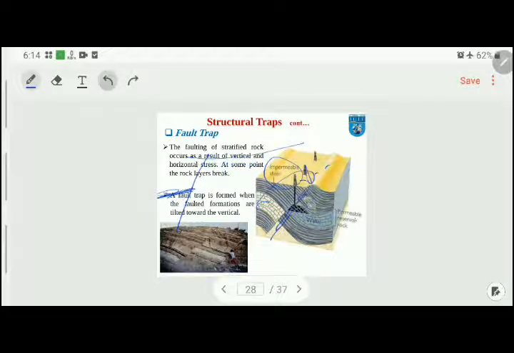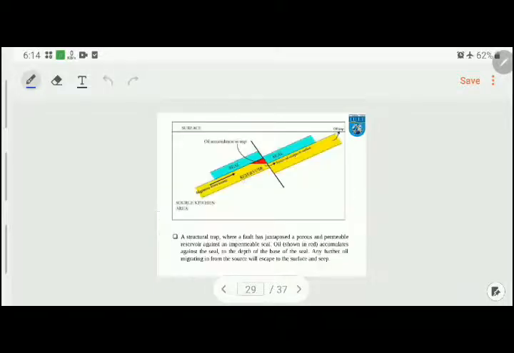So the faulting of these stratigraphic rocks occurs as a result of vertical and horizontal stresses, or what they call horizontal and vertical stresses in the subsurface of the earth, which led to this faulting. The fault trap is formed when the faulted formation is tilted toward the vertical.